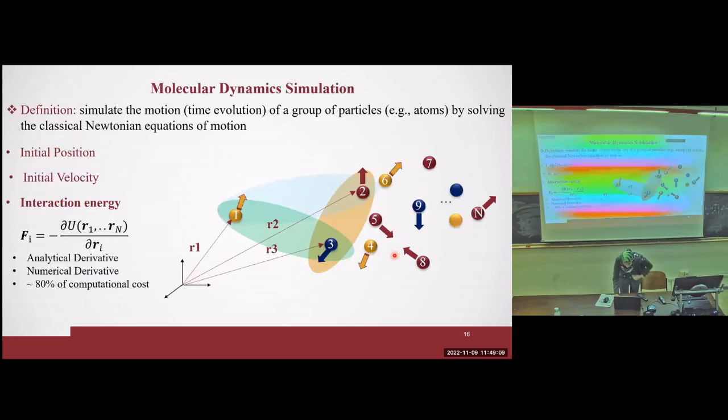Okay, we are going so fast. After we find, okay, so now we have the initial position, we have the initial velocity, and we have the interaction energies. What do we do with this interaction energy?